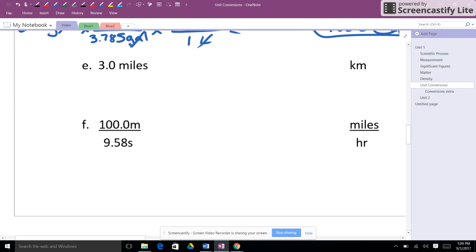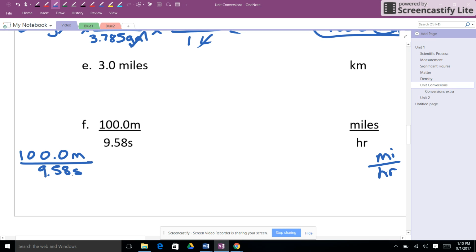Okay, the last problem. What do we do when we have units on top and bottom? If we're trying to use 100.0 meters per 9.58 seconds and turn that into miles per hour. This is actually the time it took Usain Bolt to run his 100 meters in the Olympics, the fastest a human has run. Just because there are numbers on the top and bottom and units on the top and bottom, we're not going to let that change our strategy.